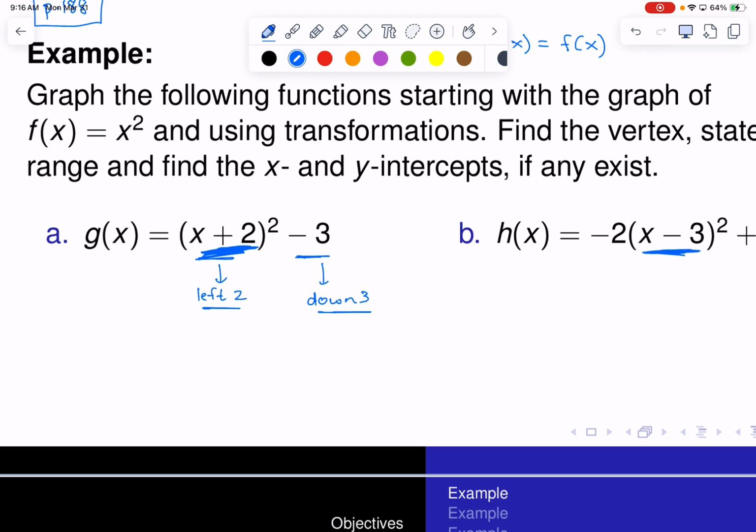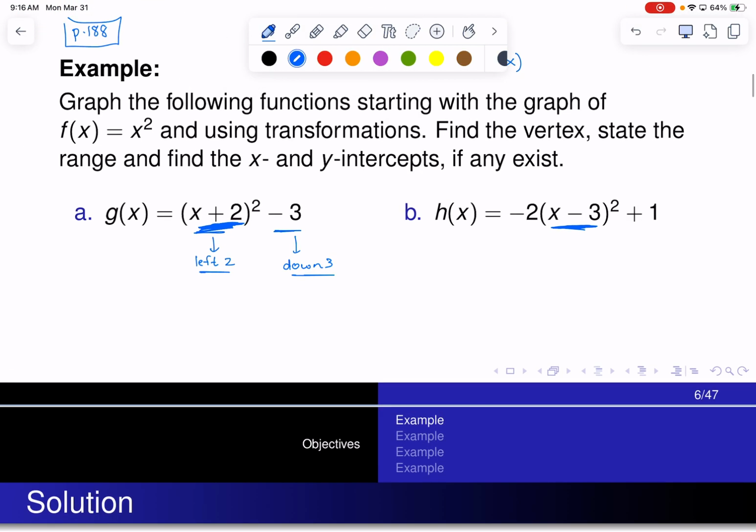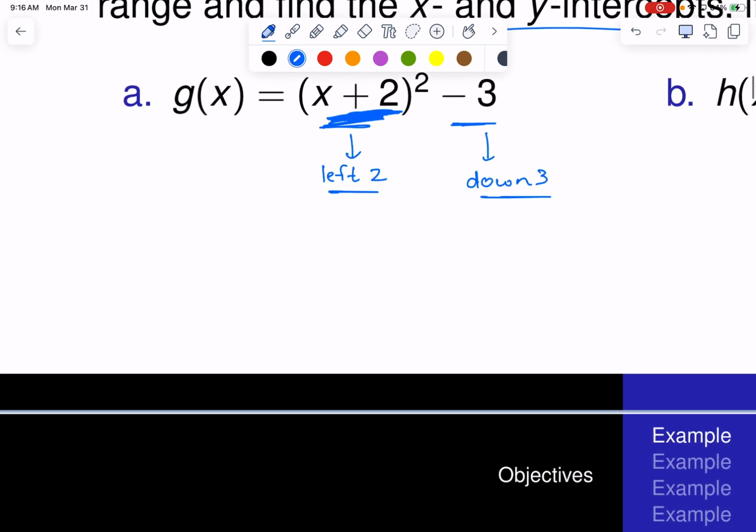All right, so this goes left 2. So here's what we're going to do. We're going to graph this. We're going to state the vertex, state its domain and range, state its x and y intercept. So you're going to do a real quick sketch. It doesn't have to be perfect. I'm going to show you how to sketch these because it's easy. And this will help you with 2.3, your My Open Math.